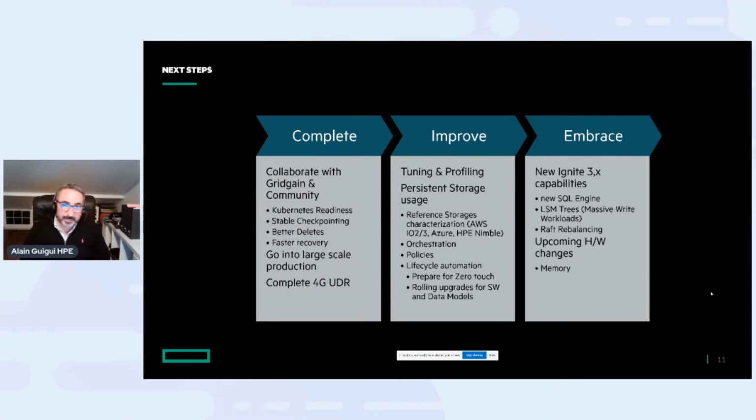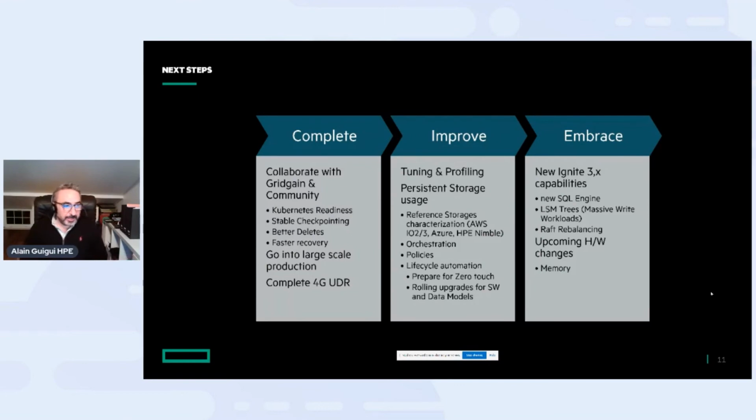We know for a fact that there will be a new SQL engine. We are very excited about that. We know that there will be new kinds of storages such as LSM trees that are supposed to be more suited for massive write workloads, Raft rebalancing, etc. So what we plan to do is to use the beta versions as they become available, and start to leverage those new capabilities.